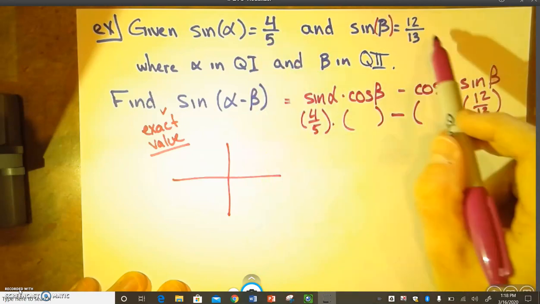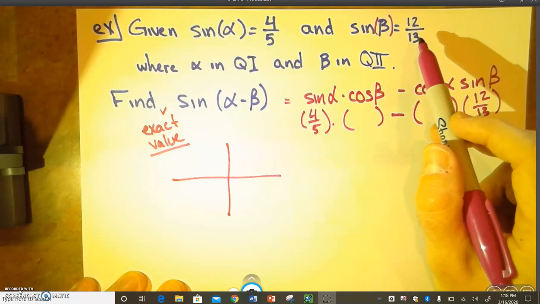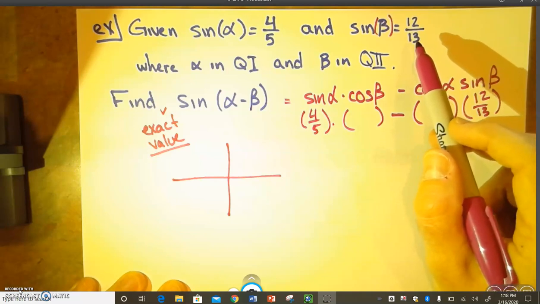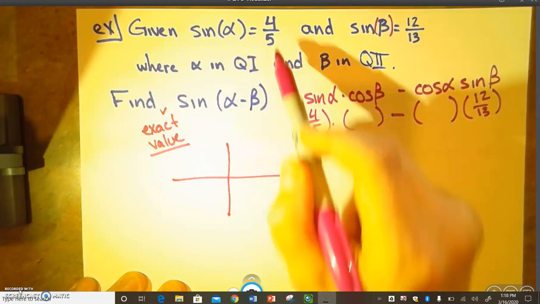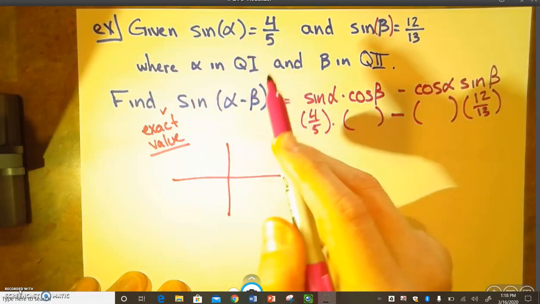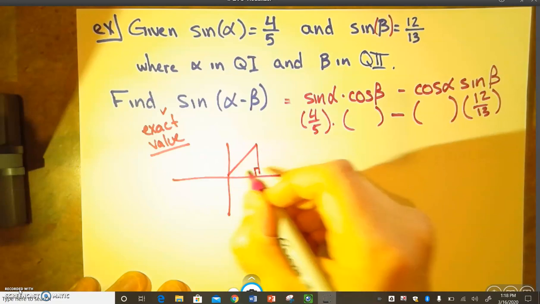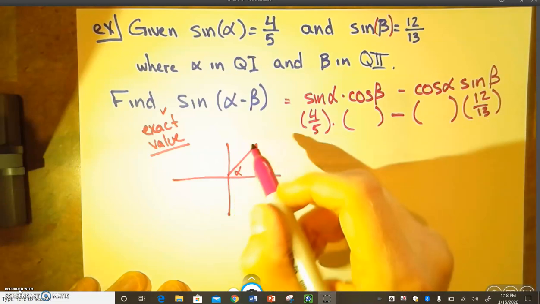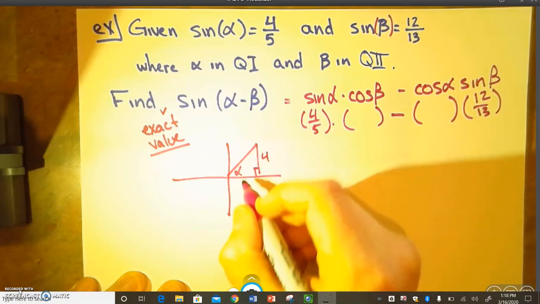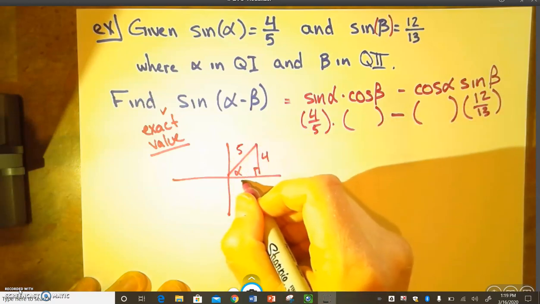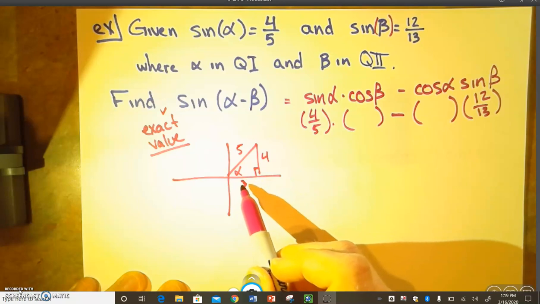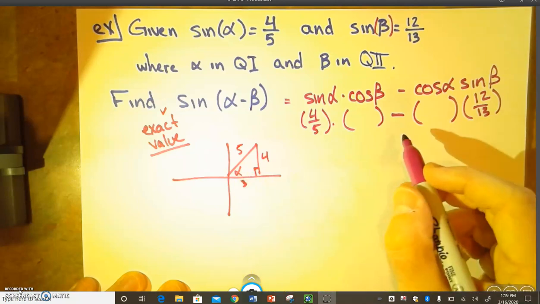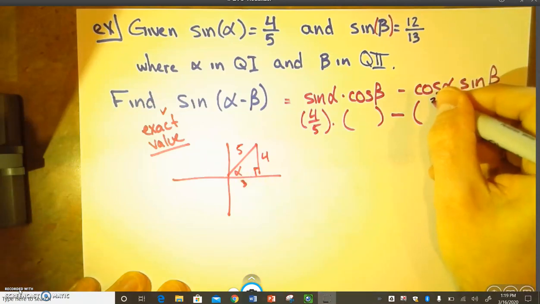So I chose nice numbers here. You guys know me by now. They're not always going to be nice values that work out well. But for instance, if sine of alpha is 4/5, alpha is in quadrant 1. So there's alpha. We know 4, 5, obviously this is going to be side 3. And using this triangle, we can find cosine alpha is now 3/5.